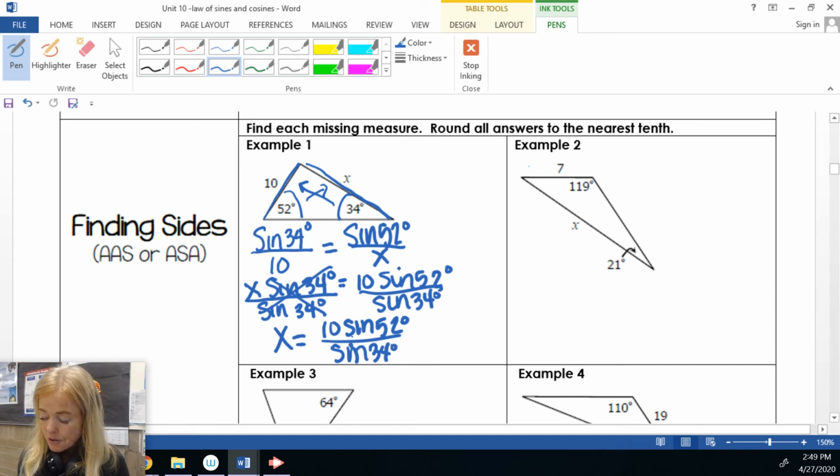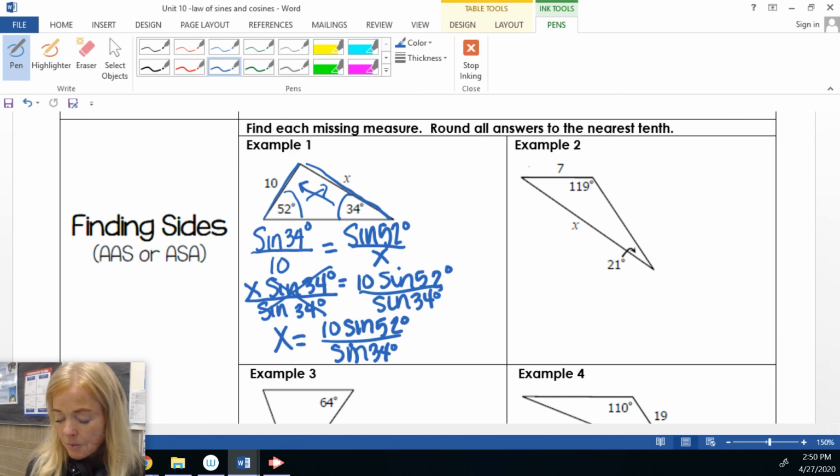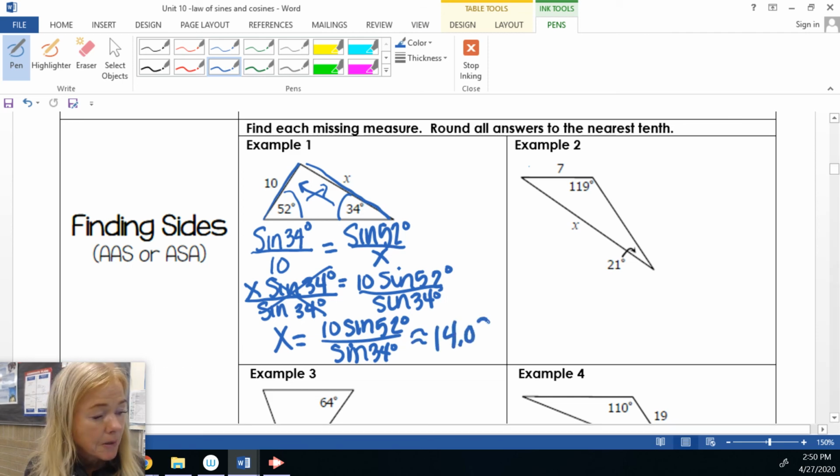Make sure you're in degrees, not radians. Use your N over D button as much as possible. If you haven't gone to Target or Walmart or Staples or somewhere and gotten yourself one of these calculators from school, then I would right now go and do that because you're going to need the N over D button and your sine, cosine, and tangent functions. So that's over sine 34. All right, and if you hit enter, you have 14.09, so it's approximately 14.09.